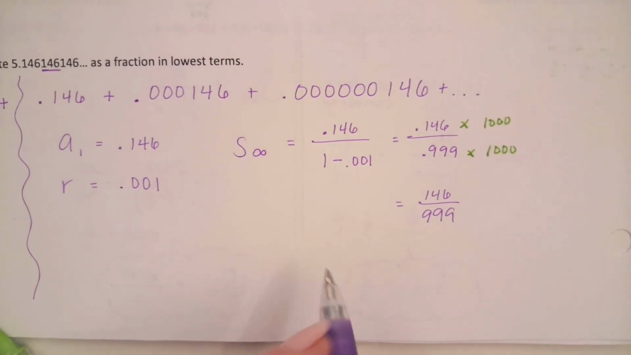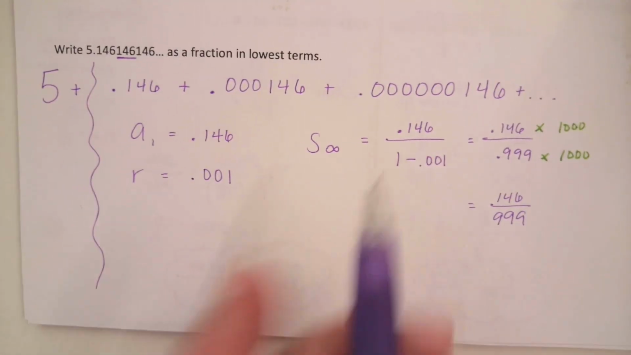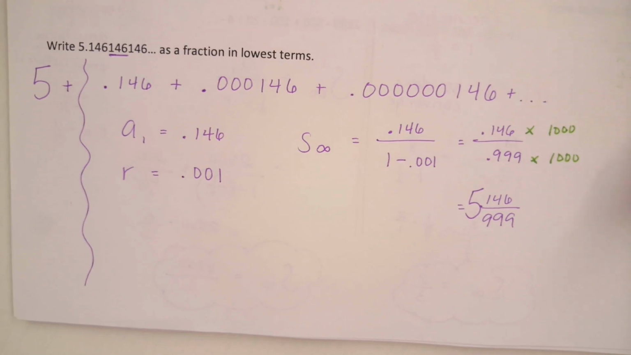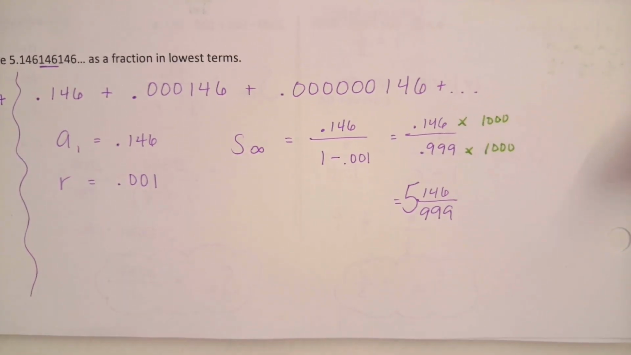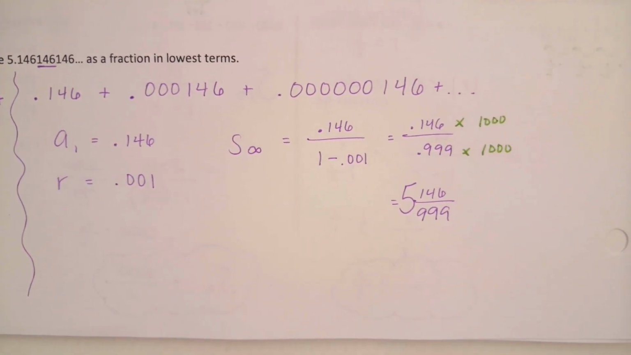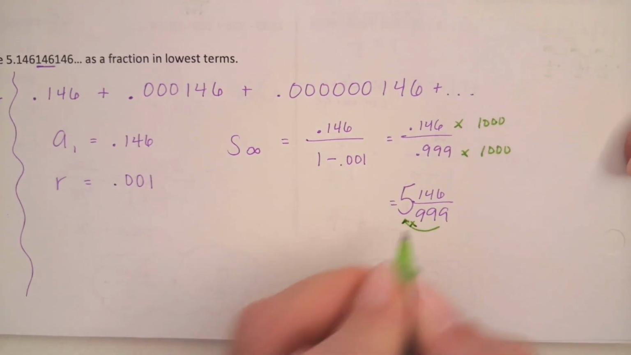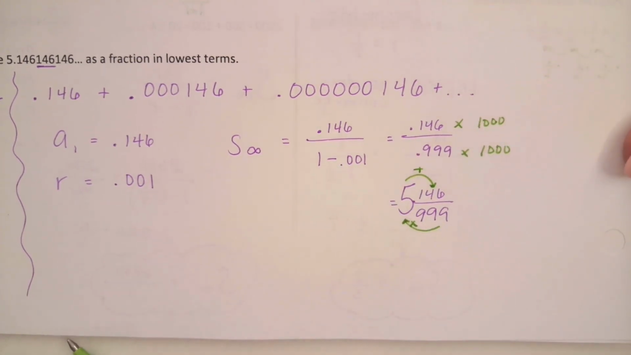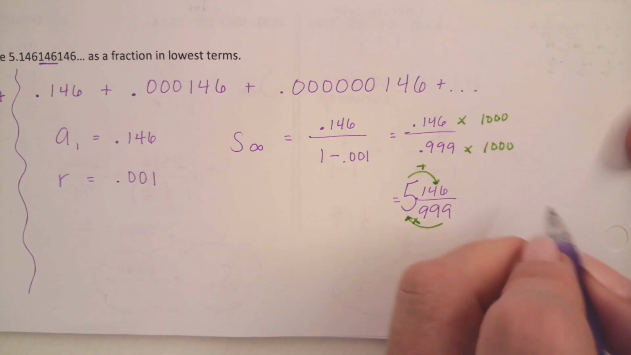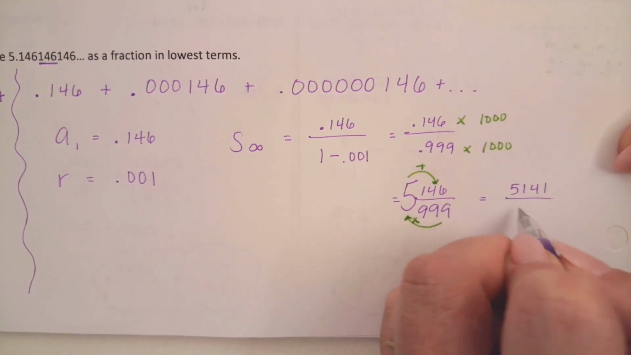So the last thing I need to do for my answer, I need to put back what I initially took off, which was the 5. 5 and 146 999ths. Just put it right in front. Do y'all remember how to turn a mixed number into an improper fraction? You multiply these two and then you add the top. Yes, you can have a calculator for that one. It's 5141 over 999.